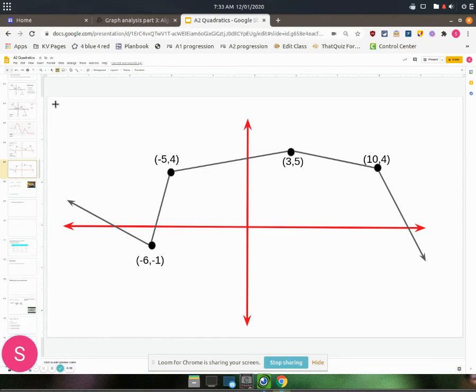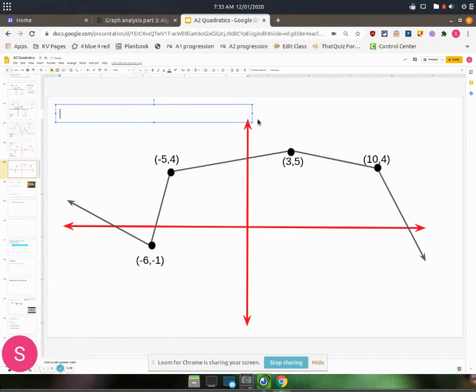Let's go ahead and label the increasing, decreasing. We'll call that a day here. All right, increasing is going to be from -6 to -5. Nope, I almost got that wrong again. Yeah, it does increase from -6 to -5, but it keeps increasing until it gets to 3. And that's all the increasing.